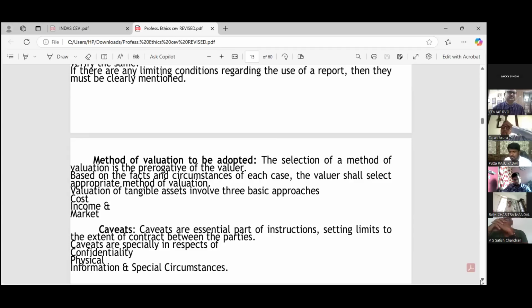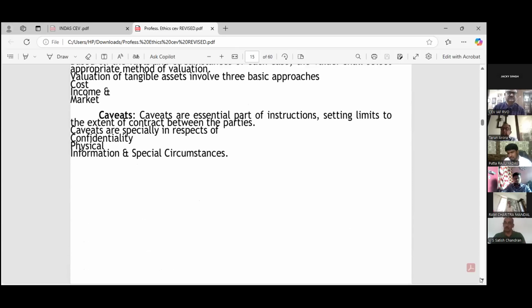The other part we have to see in the valuation report is the SABIT. SABIT are an essential part of the instructions, setting limits to the extent of the contract between the parties. SABIT especially in respect of confidentiality: you have to maintain confidentiality in relation to the valuation report. Physical verification is a very important part, and for information and any special circumstances, you have to maintain this SABIT.